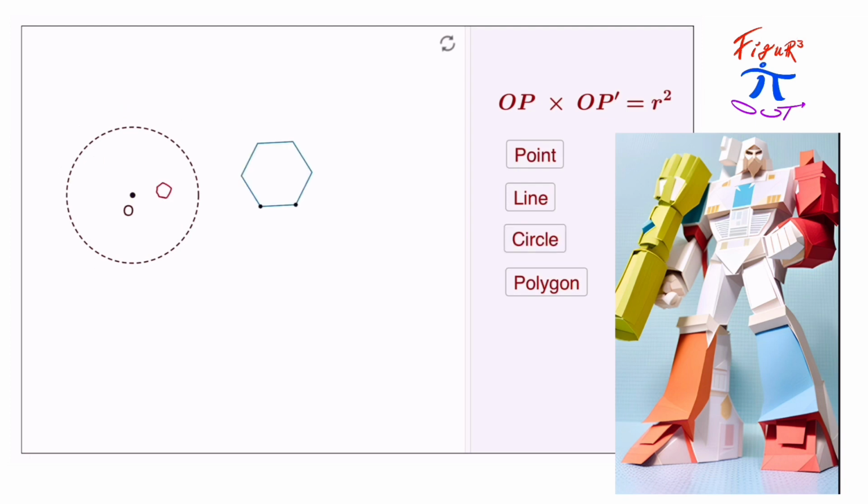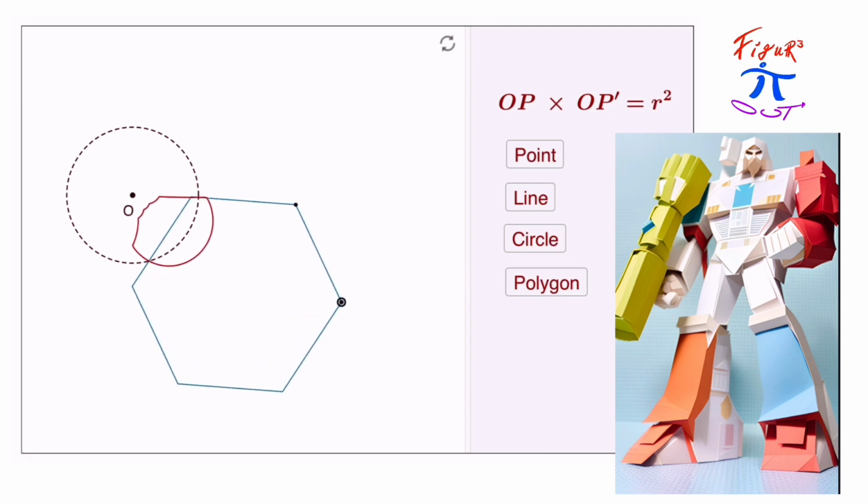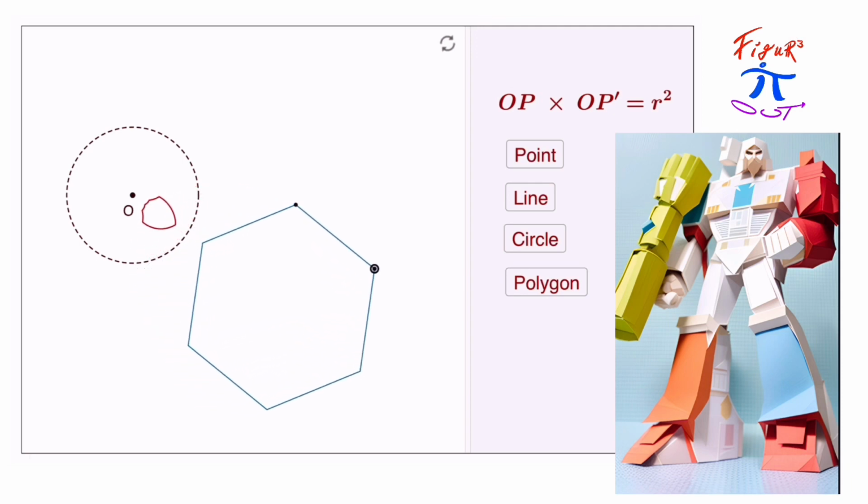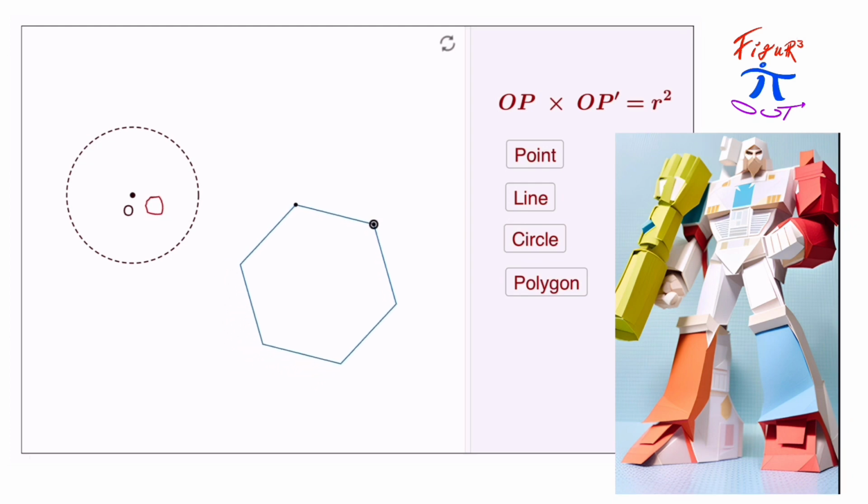Now, polygons tend to have a bit more definable characteristics, so we can use them to watch what happens to a hexagon as it transforms under inversion. Now, a hexagon has edges and it has vertices, and we can see what happens to those edges and vertices as we pass different parts of the hexagon through the circle of inversion.